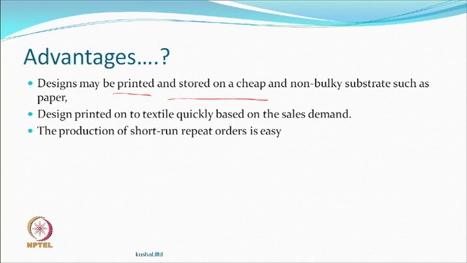So, different kinds of substrate for which this transfer is valid can be used, and then you can see, well, this looks this good or this bad on the substrate, and then you can take a call whether I need it or not. So, it is quick stuff. The production of short run repeat orders is easy. If somebody wants only 100 meters of a printed design, most of the mills would say, sorry, we do not have energy and time to do this, because the whole process is so long.